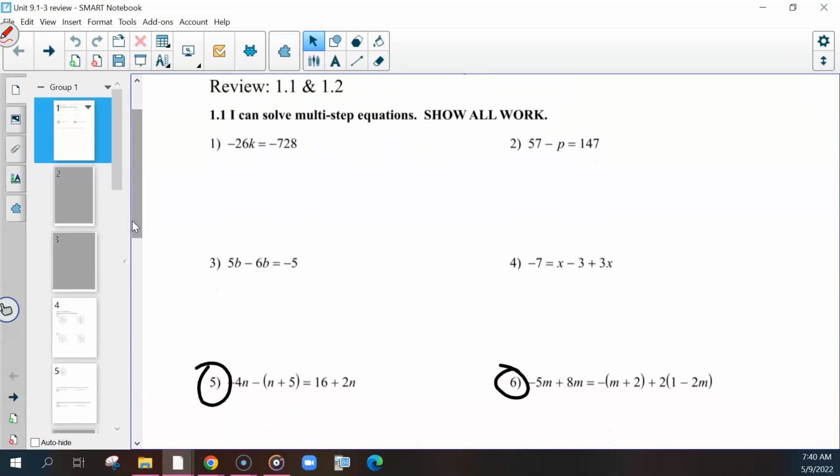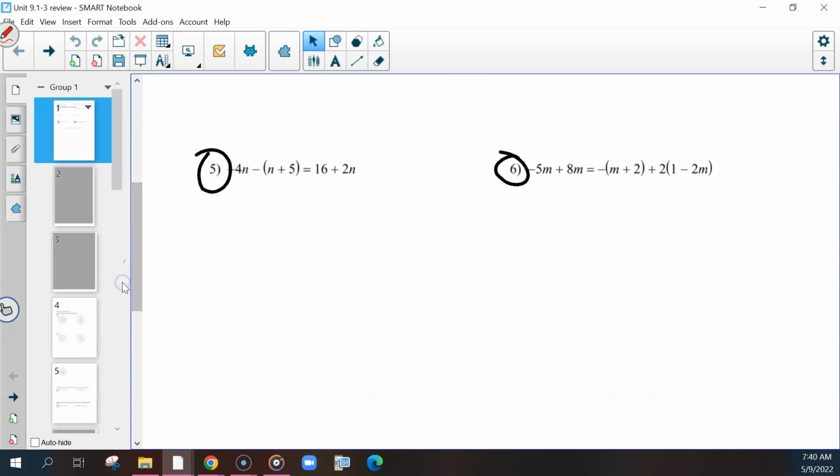Alright, so on the short little review, that says 1.1 and 1.2, but it's really just 1.1. We're going to go through a couple of those. Make sure you're writing all of this down for your quiz tomorrow.